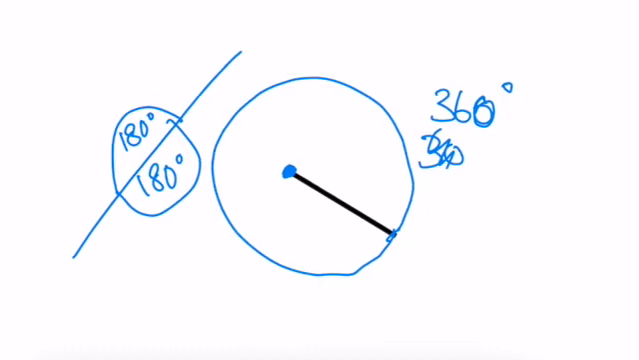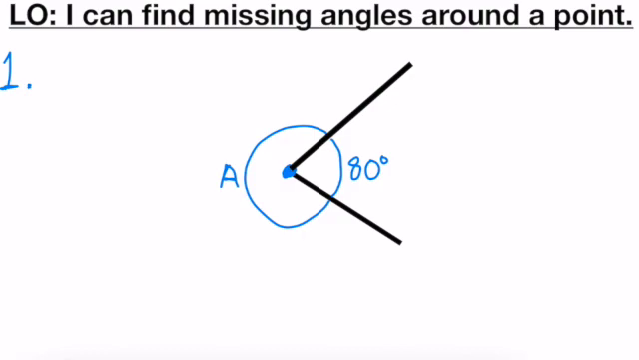So, let's take a look at some examples. If you don't get this, please don't worry. You can press pause and work out each one, or you can just watch me do it and learn that way. I understand that this is a tricky thing to understand when you are on your own and you're not in school. So if you look at this, there's the yellow. I can find missing angles around a point.